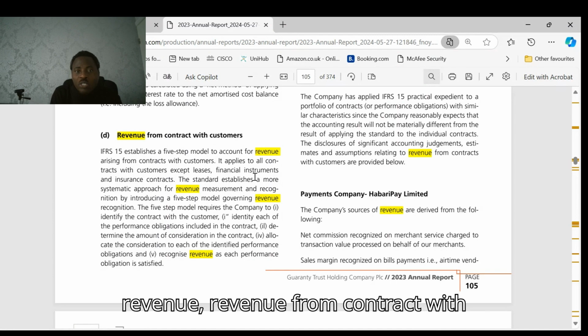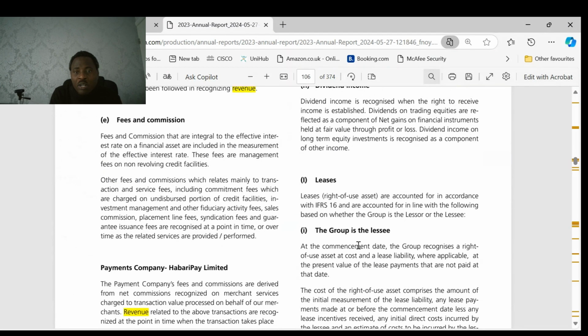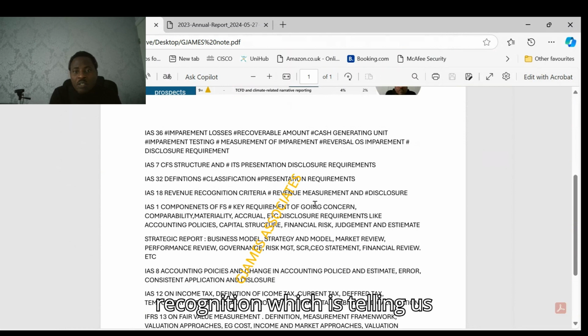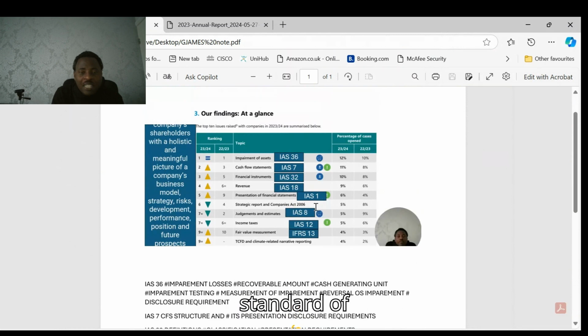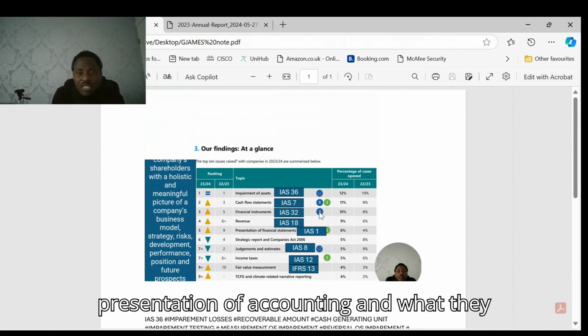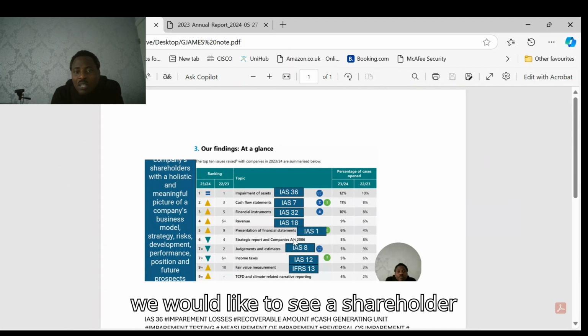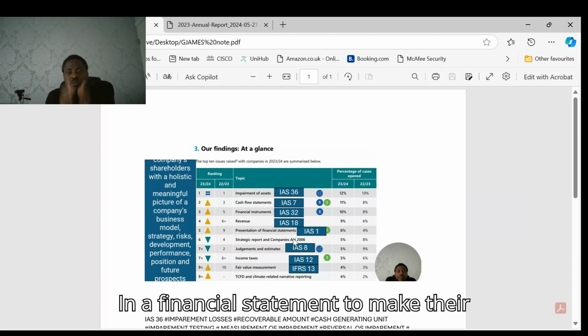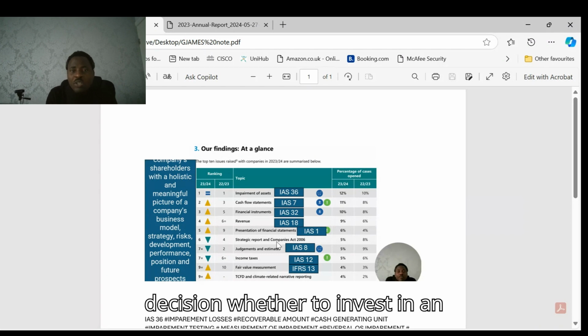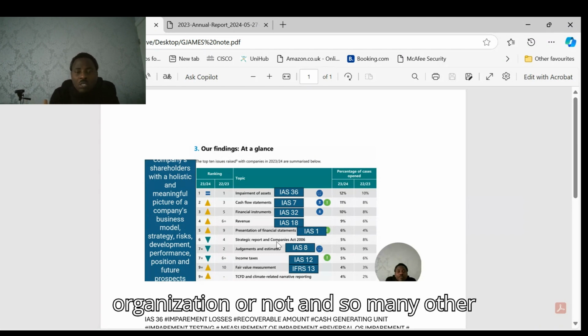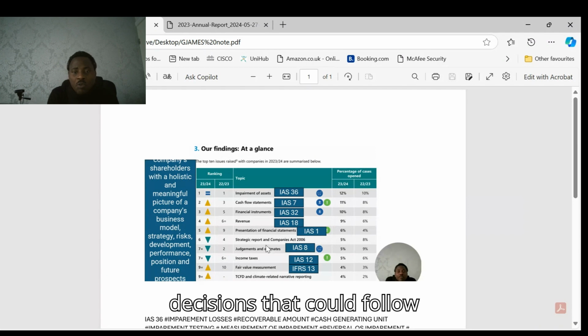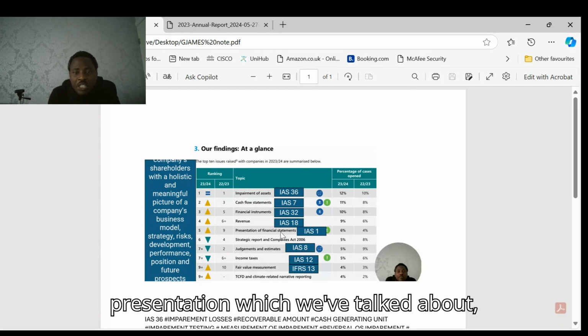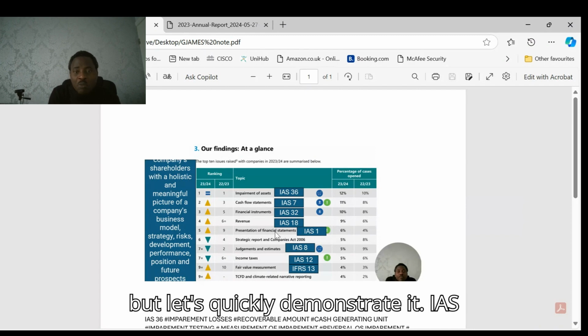Revenue from contract with customers. You could see revenue recognition, which is telling us that they've complied with the standard of presentation of accounting, and what shareholders and stakeholders would like to see in a financial statement to make their decision whether to invest in an organization or not, and so many other decisions that could follow. Presentation, which we've talked about, but let's quickly demonstrate it.